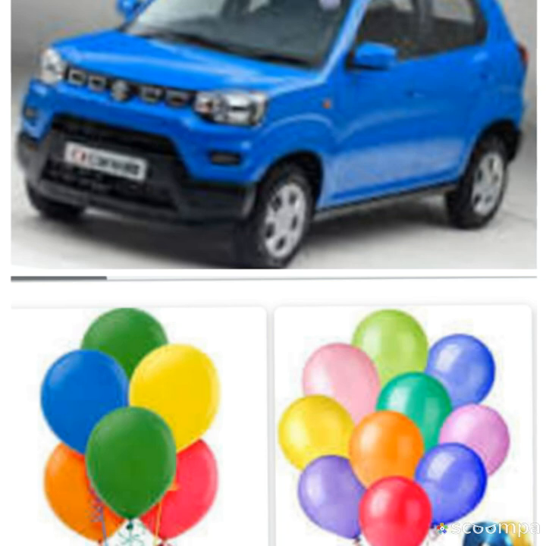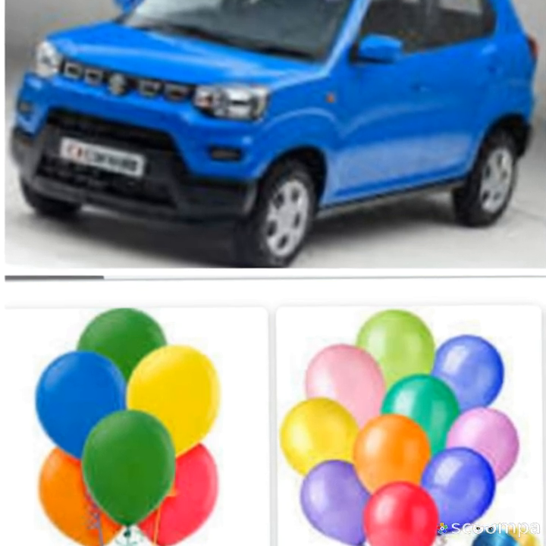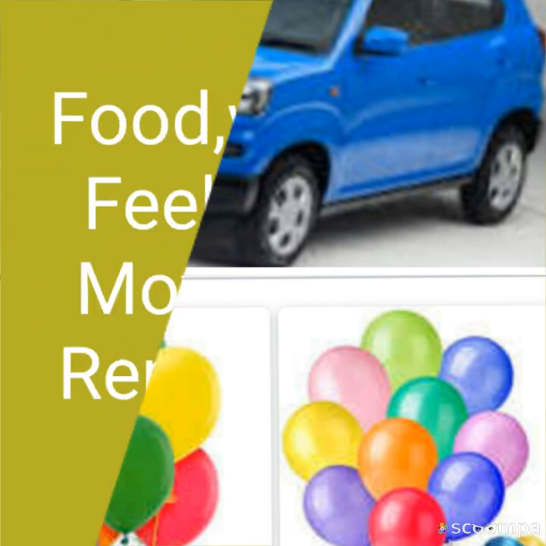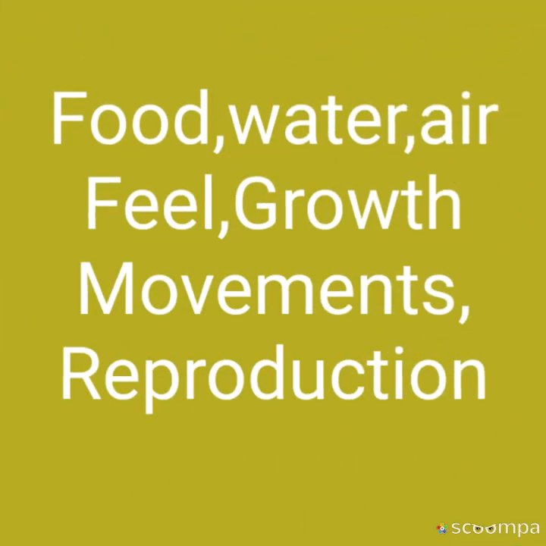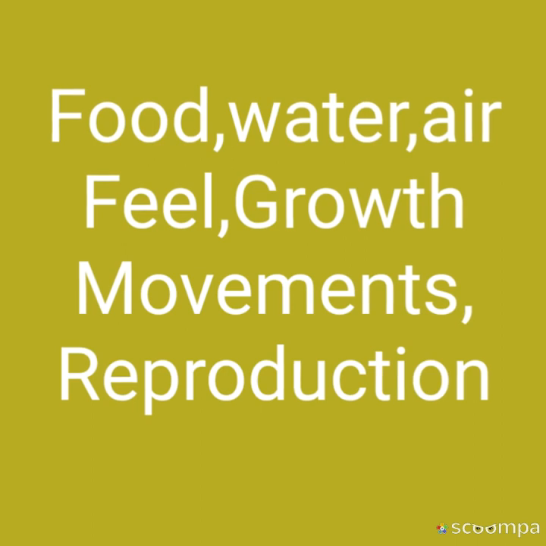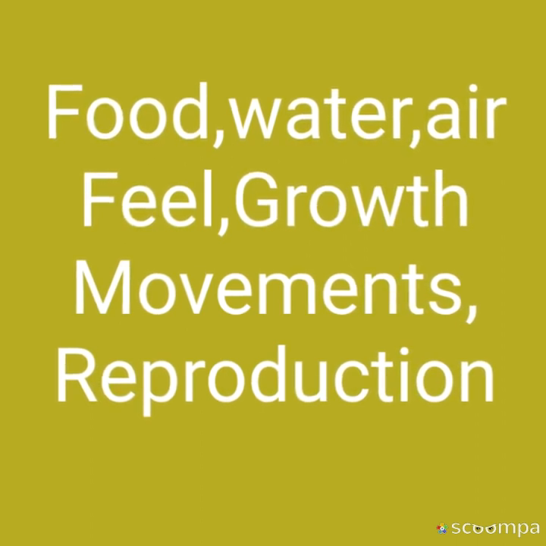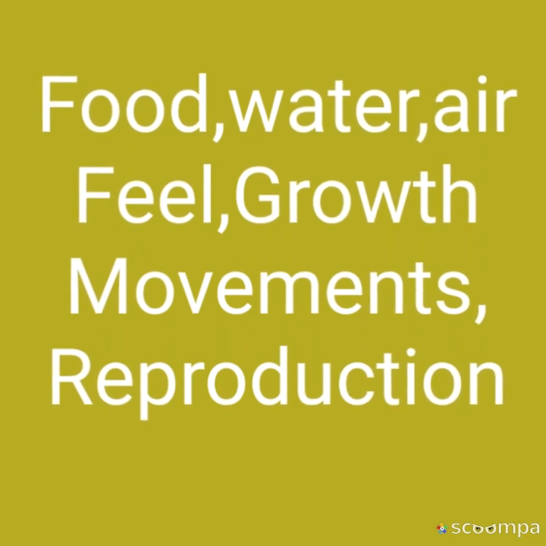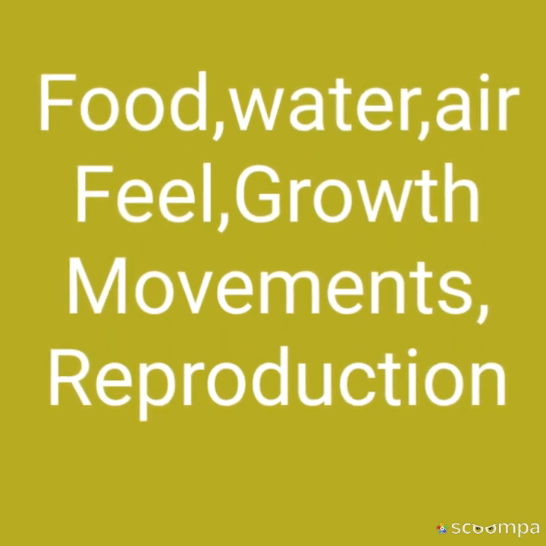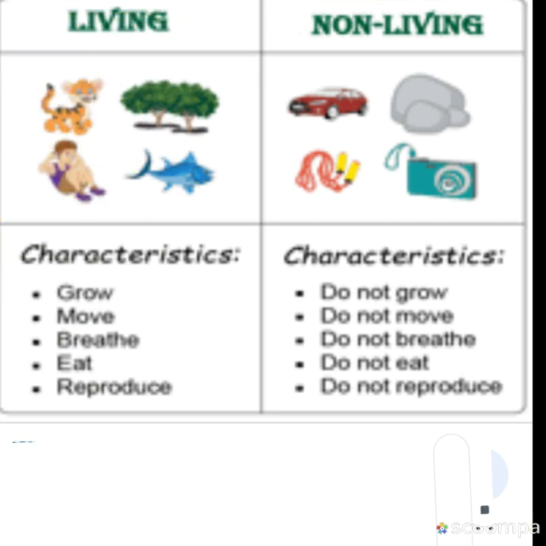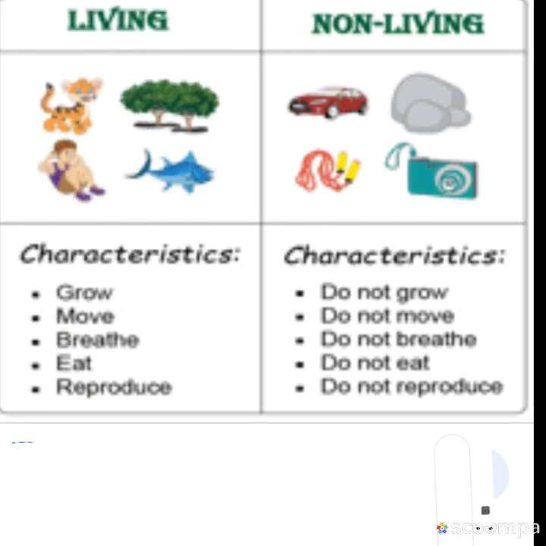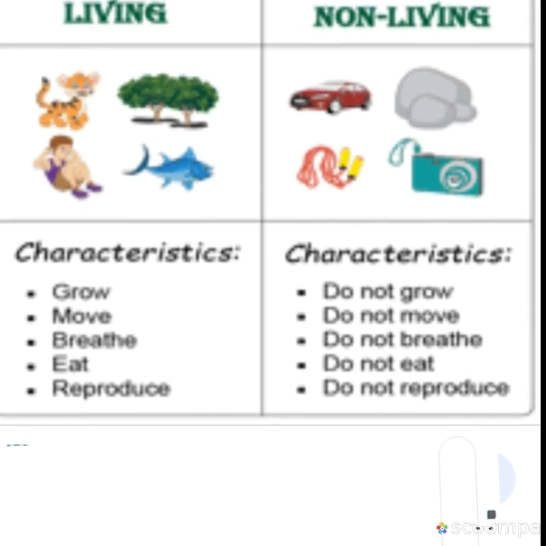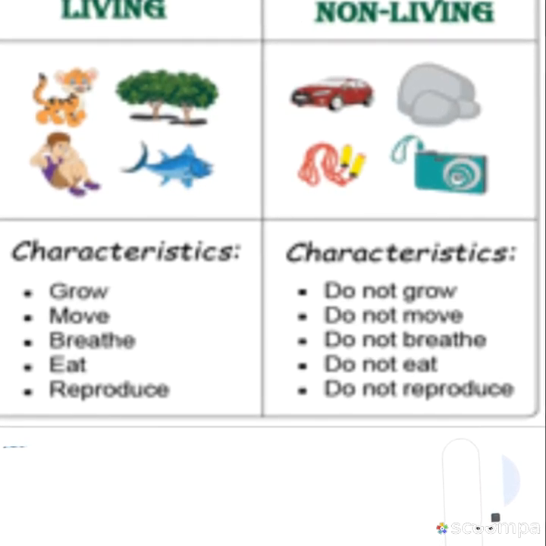So students, today we have discussed living things and non-living things. Living things need food, water and air. They can feel, they have proper growth, they can move from one place to another, they can produce young ones like them. While non-living things do not show any one of these characteristics.